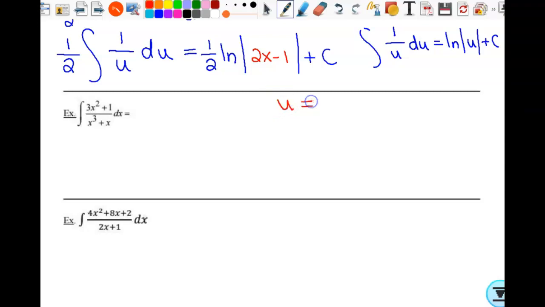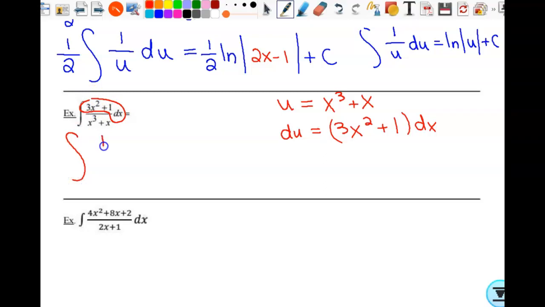So u equals x cubed plus x. Then du is 3x squared plus 1 dx. And hey, that works out nicely. I don't have to multiply or divide by anything. So there's my du right there. So 1 over u du. That's the same thing as du over u. Sometimes they'll present it to you that way, so you've got to recognize that that is equivalent.